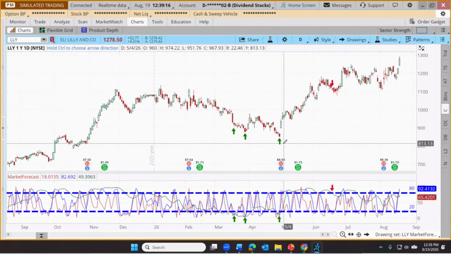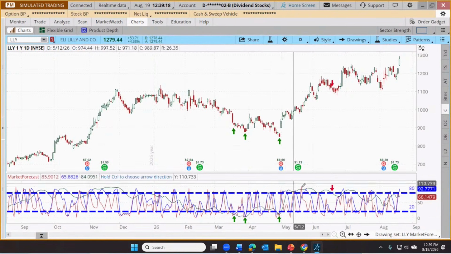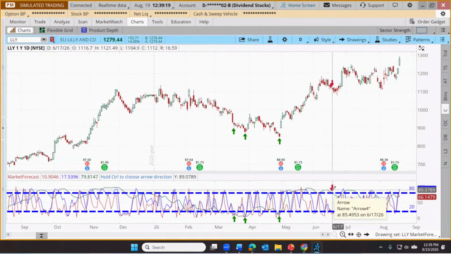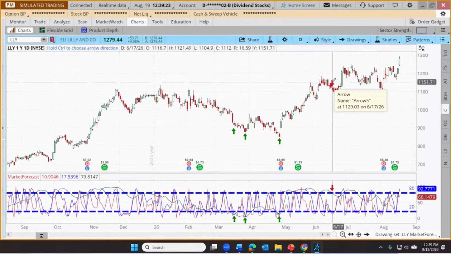Where might profits be taken? Well, a typical exit, you'll notice right here is a red arrow, and that coincides with this day.